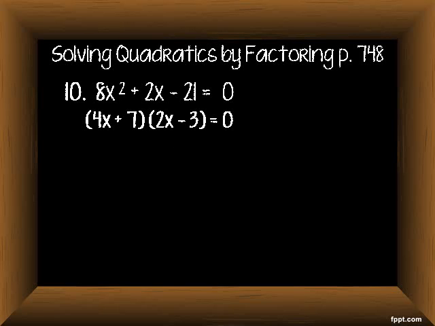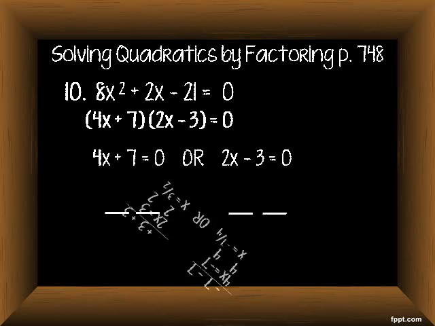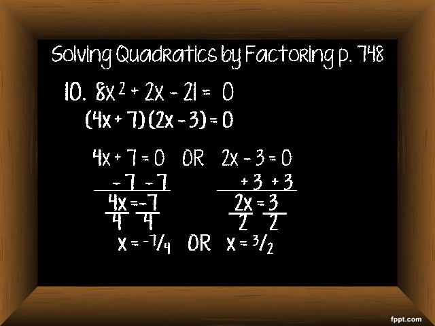Same thing here, factor it, put them equal to 0, and solve. And again, please leave them fractions. X equals -7/4, or x equals 3/2. Don't change them into mixed numbers. Don't change them into decimals. Just leave them fractions.